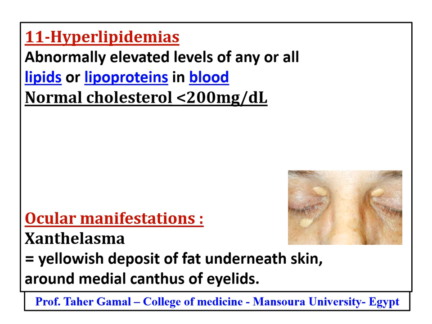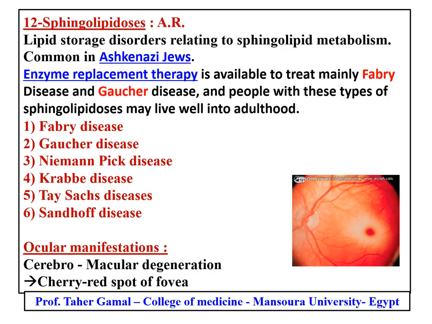Other metabolic disease is hyperlipidemia. Hyperlipidemia, abnormal elevated levels of any or all lipids or lipoproteins in the blood. The normal cholesterol is less than 200 milligram per deciliter. The ocular manifestation of hyperlipidemia is xanthelasma. It is the form of yellowish deposit of fat underneath the skin around the medial canthus of the eye.